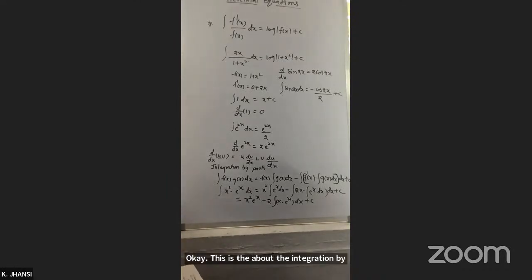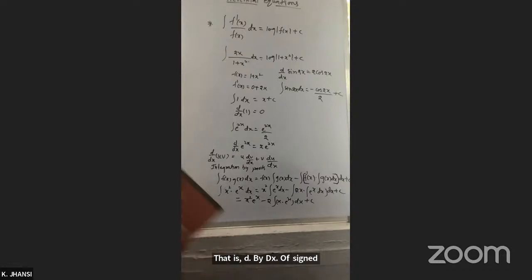Next, the last one is about the integration of inverse trigonometric functions. If you remember, we have seen d by dx of sine inverse x and cos inverse x. So what is the differentiation of inverse trigonometric functions? That is, d by dx of sine inverse x means 1 by root of 1 minus x square.